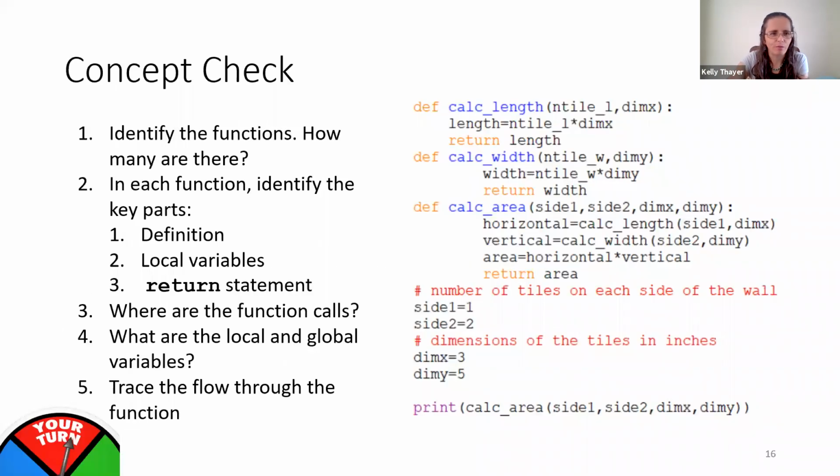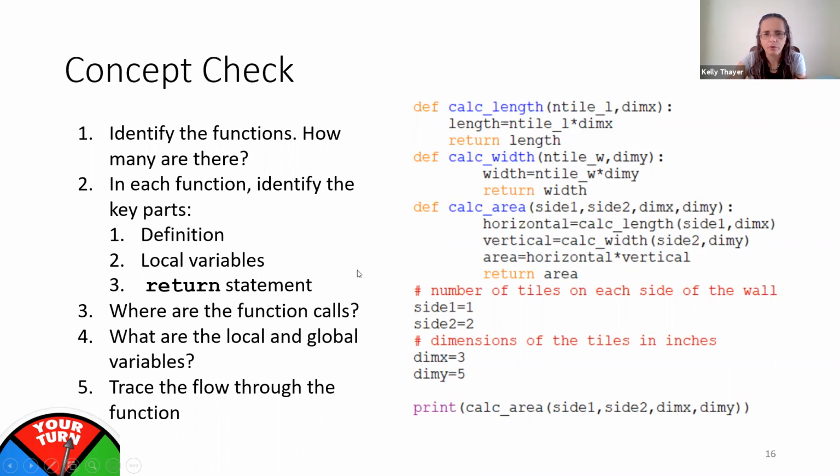All right, so welcome back. I hope you've had a chance to take a look at this. So the functions, of course, are calc length, calc width, and calc area, all identifiable by their definition right here. And in each function, identify the key parts, the definition. All right, we've just identified those.